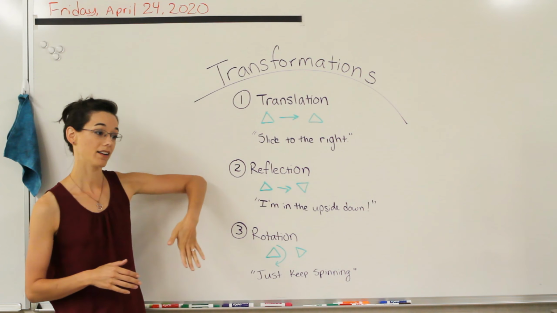Now you could have all three of them being done to an object, or you could have one of them being done to an object. For instance, if you take a shape, you slide it, you flip it, and then you rotate it, you've done translation, reflection, and rotation. So transformation is whenever you take a shape and you change something about it, size, orientation, or just where it's flipped on the page.